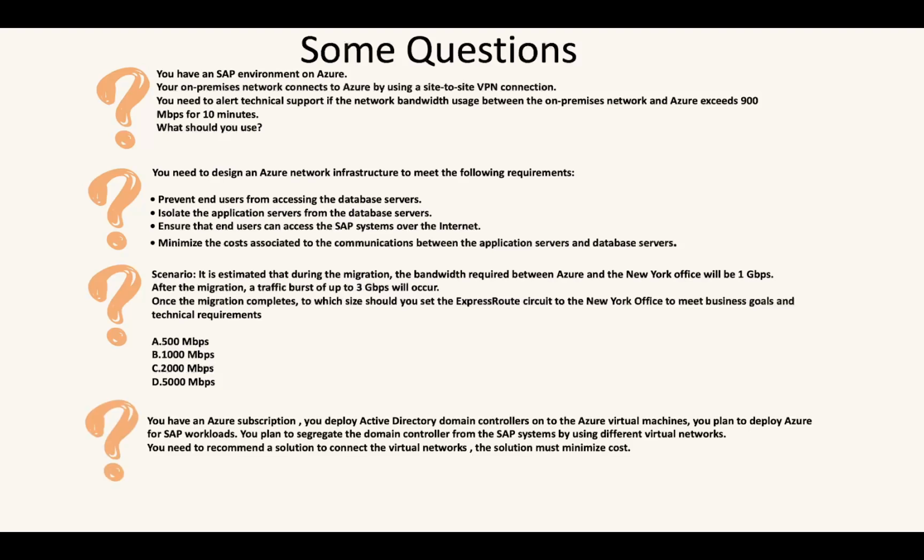You have an Azure subscription, you deploy Active Directory domain controller on Azure virtual machines, and you plan to deploy Azure for SAP workloads. You plan to segregate the domain controller from SAP system by using different virtual networks. You need to recommend a solution to connect the virtual networks. The solution must minimize the cost. The answer is you should use virtual network peering. It's simple, it doesn't cost you anything, and it's the best way for communicating between two different virtual networks.